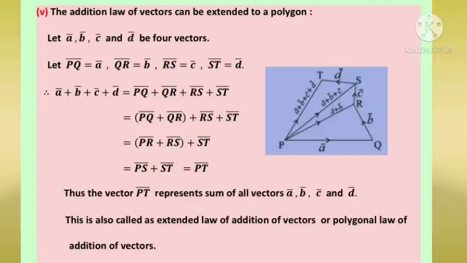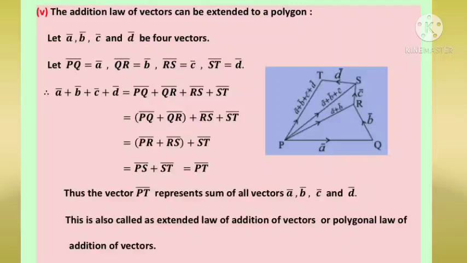Now the next triangle we are going to see is PST. In this triangle, PT bar is equal to PS bar plus ST bar. PS is A bar plus B bar plus C bar, plus you will get D bar, since ST bar is D bar. So automatically PT bar becomes A bar plus B bar plus C bar plus D bar.